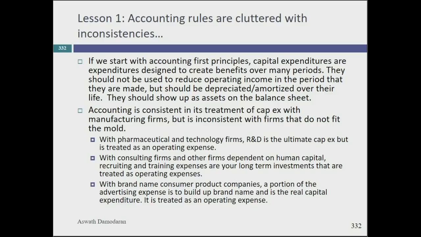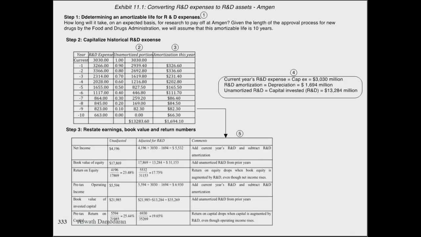And it's not just R&D. It could be brand name advertising for a consumer product company. It could be recruiting expenses for a consulting company. We almost have to go back and do the basics. So I'll take you back, and this is a throwback in time. This is actually the Amgen example that we talked about. We looked at only the R&D part.